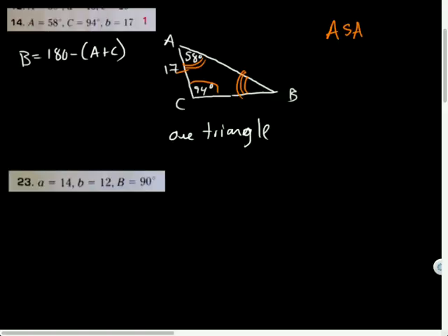So here's problem 23. Let me draw a picture. So here's angle B is 90 degrees. Side B is 12, and side A... Didn't you say that we're not doing right triangles? Right now? No, not so much, no. But side A is 14. So here is an angle side situation. Does anyone see a problem with this?